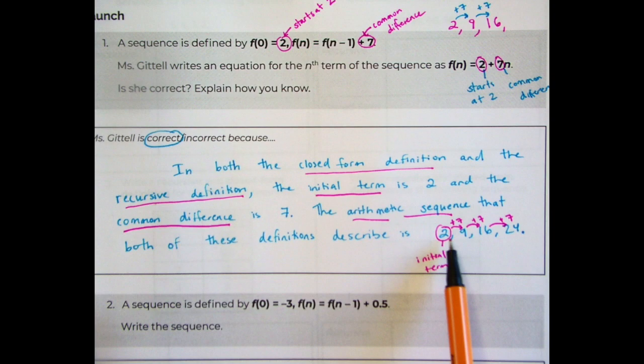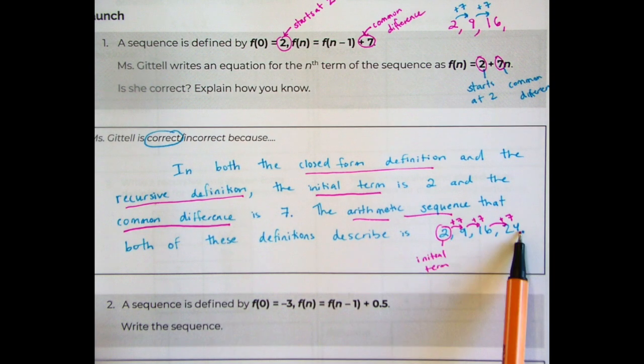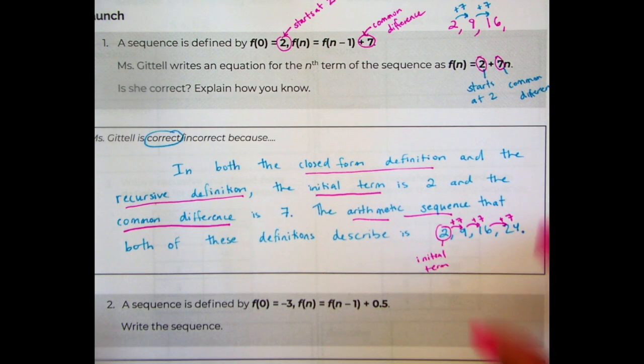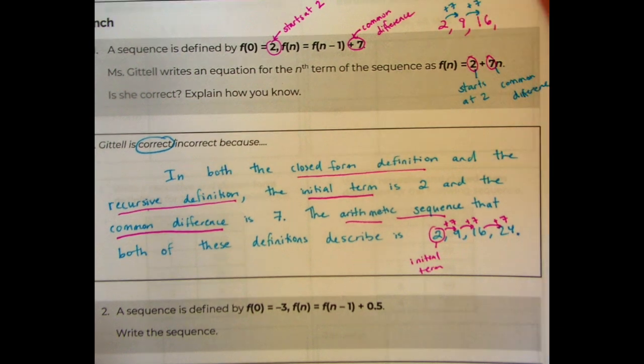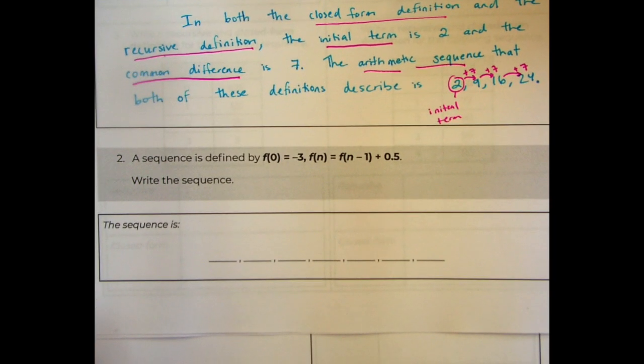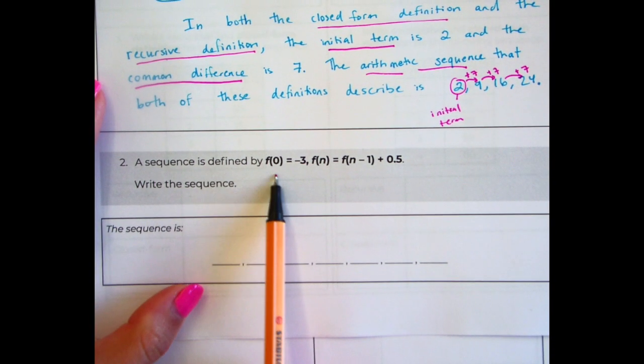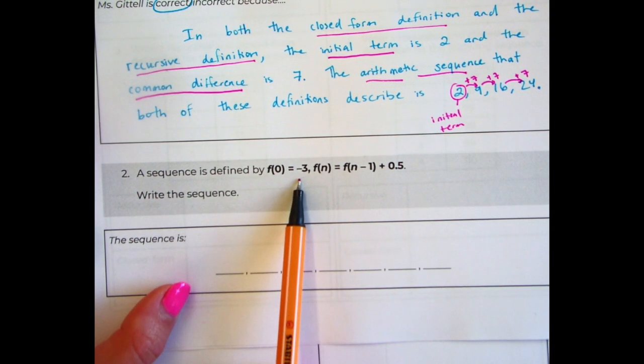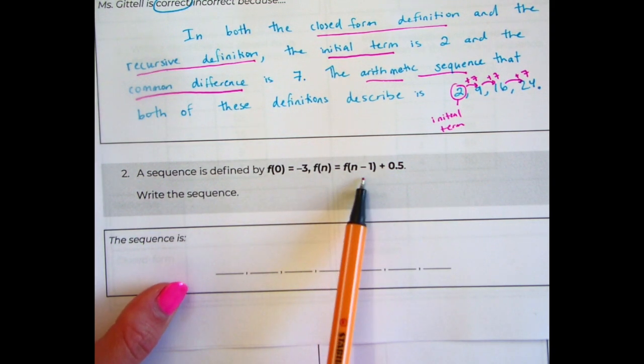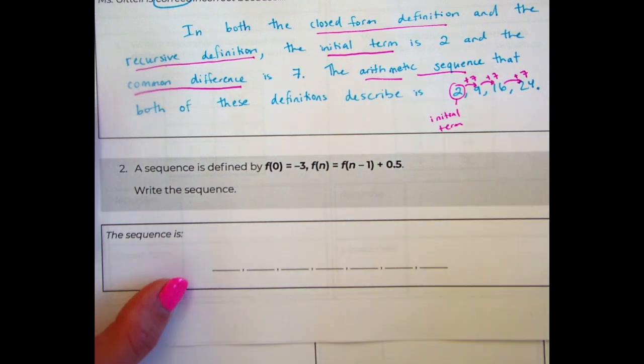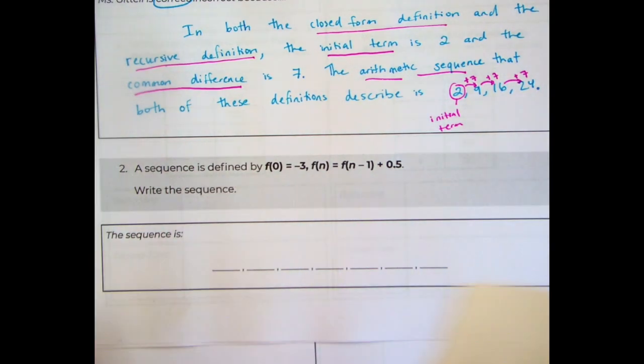So for each term, I'm adding 0.5. I'm going to go ahead and do that. -3 plus 0.5 would be -2.5. -2.5 plus 0.5 would be -2.